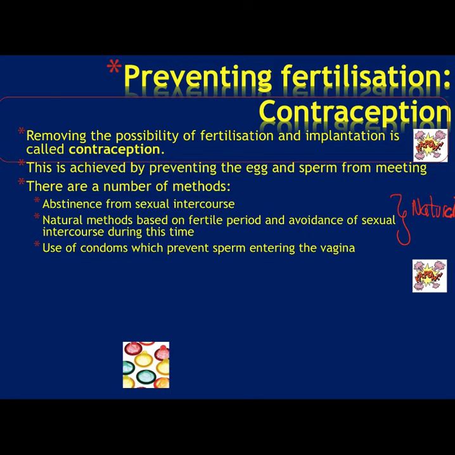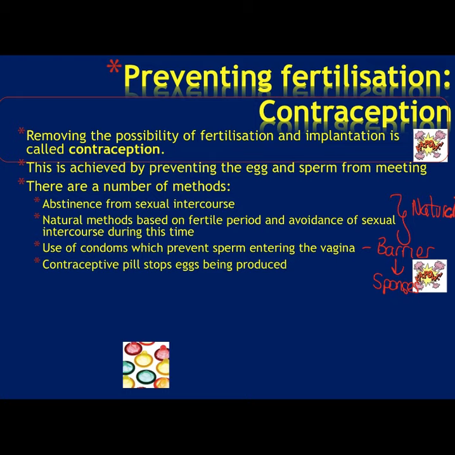You can use condoms. They're both male and female, and they prevent sperm entering your vagina. These are called barrier methods because they literally prevent sperm from entering. There are things called sponges which females can insert into themselves, and they are also barrier methods. You can use the contraceptive pill, which essentially stops eggs being produced and fools your body into thinking it's already pregnant.